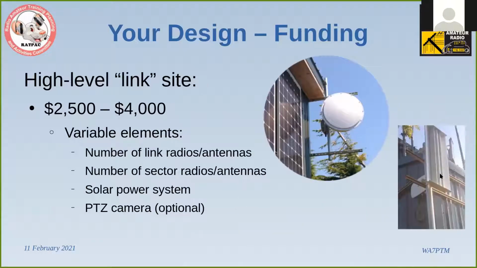So your price depends on how you design it, but that's a pretty good range for what one of the high-level sites would be. A good quality pan tilt zoom camera is about 500, so you could add that on. And if you wanted to do solar power, you add that on as well. That price does not include that.